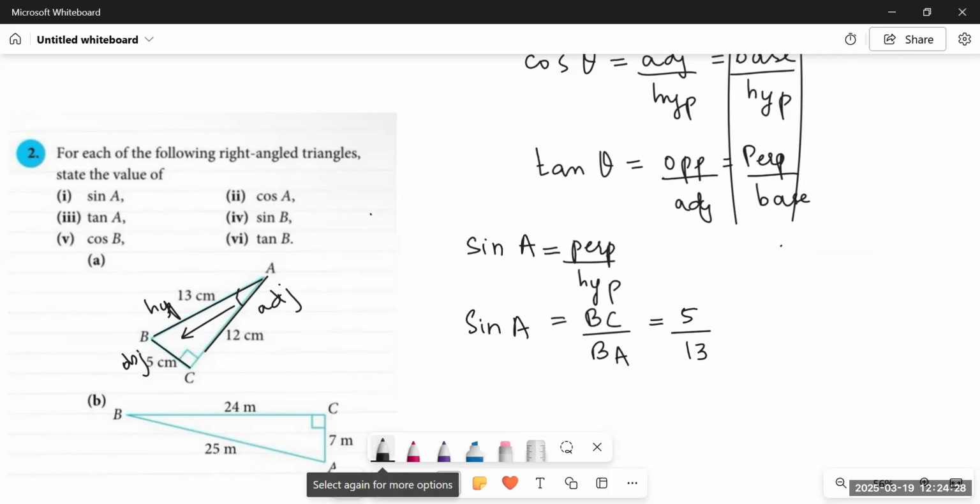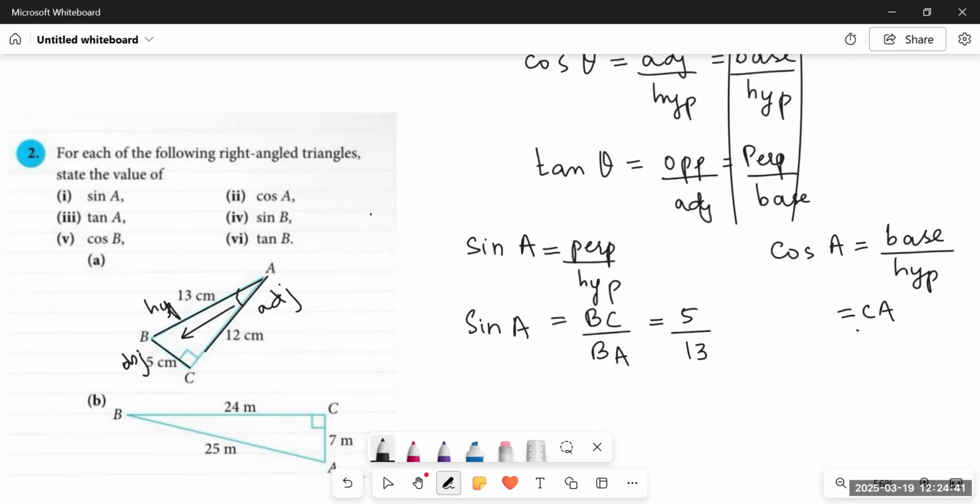And if we talk about cos A, so cos A is equal to base upon hypotenuse. So in this case, the base would be CA upon BA, hypotenuse would remain the same, that is BA, for angle A or angle B. And in this case, the length of CA is 12 and that of hypotenuse is 13. So it would be 12 upon 13.